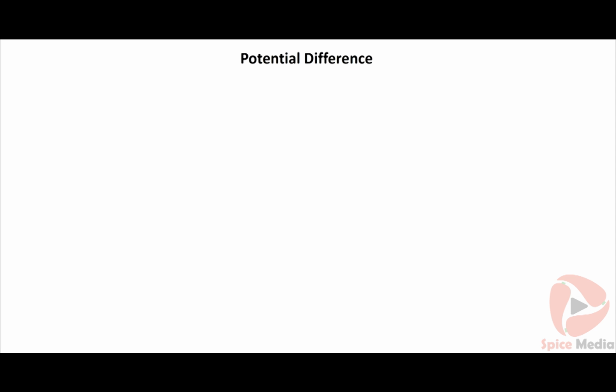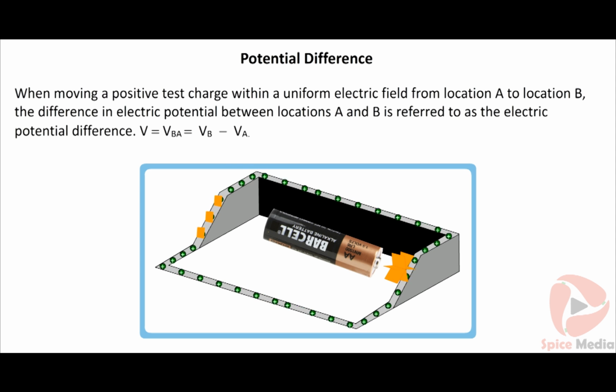Potential difference. When moving a positive test charge within a uniform electric field from location A to location B, the difference in electric potential between locations A and B is referred to as the electric potential difference. It is represented as V is equal to VBA, which is equal to VB minus VA.